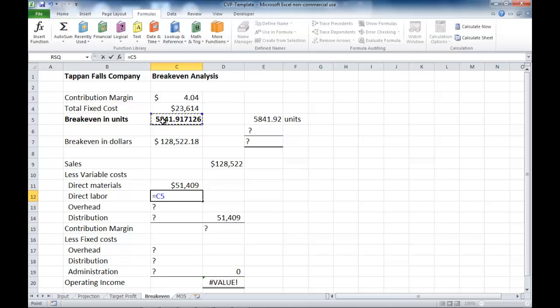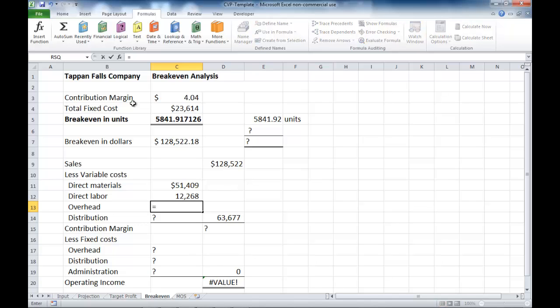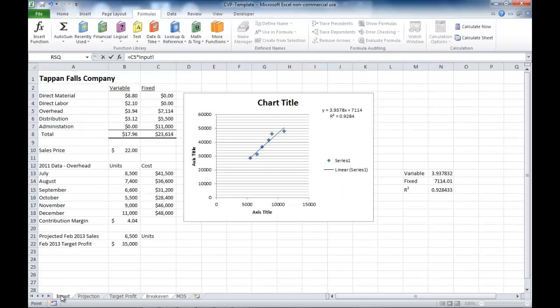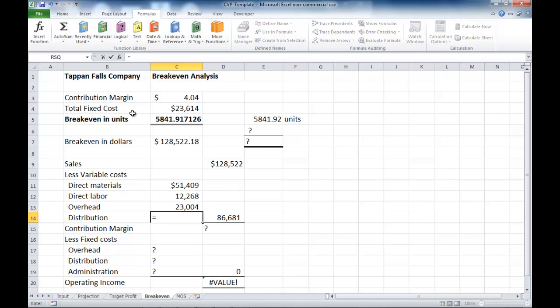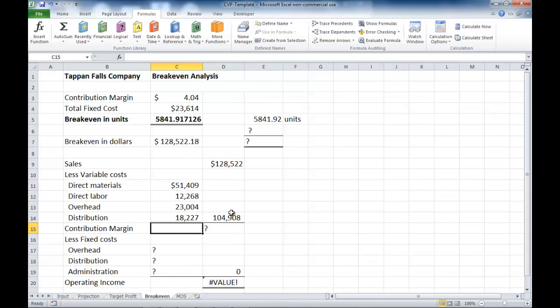Do the same thing, multiply the 5,841 times my direct labor costs per unit. Overhead, same program, 5,841 times that overhead that we calculated way back when. And finally, distribution. There it is. And I calculated the auto sum on this one just to save a little bit of time. So there's my total variable cost.